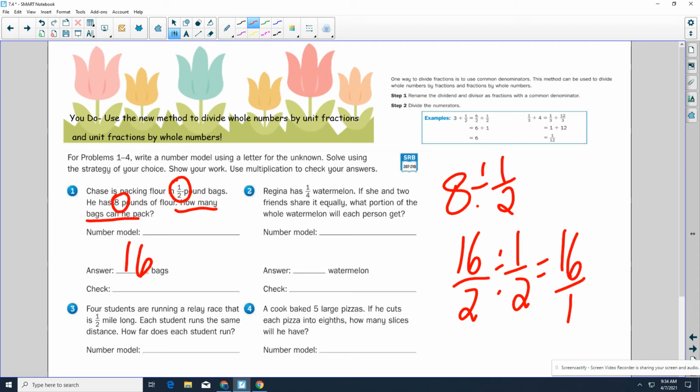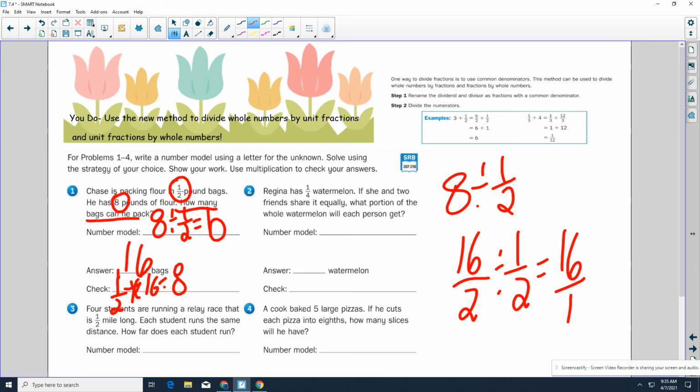Now, going back up, I kind of skipped a step here. We want to say 8 divided by 1/2, and we don't know the answer yet, so I'm going to say B for bags. And then you can do your check there. You could do 1/2 times 16, and you should end up with your original dividend of 8.